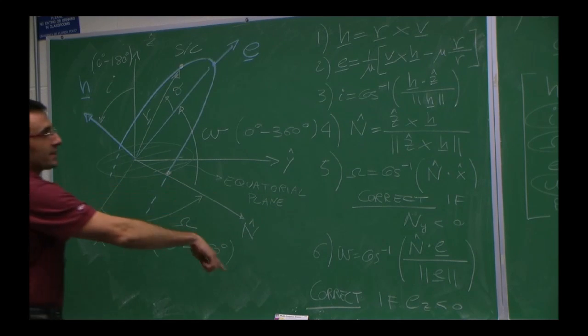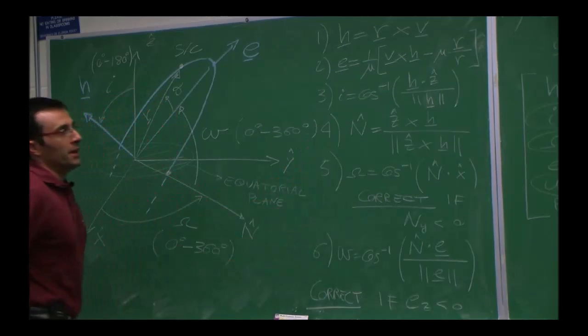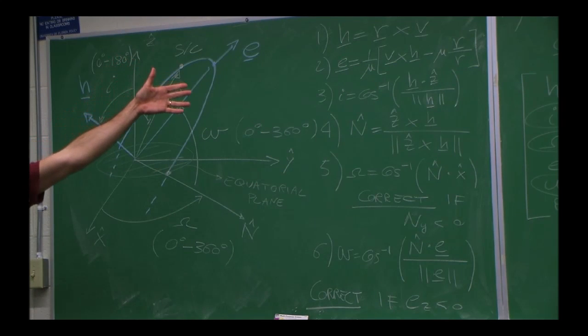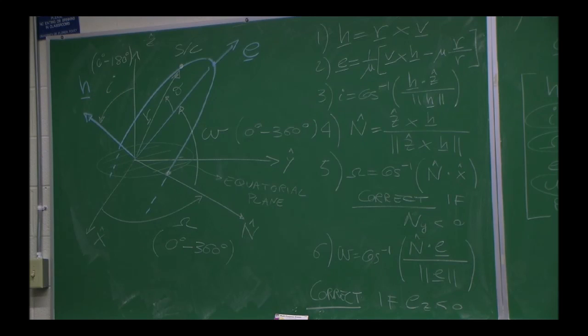So every time you see correct in this algorithm, if you want to call it that way, that means take the angle you have computed and do 2 pi minus that angle. That's going to be your capital omega in this case. So that's how you compute that.